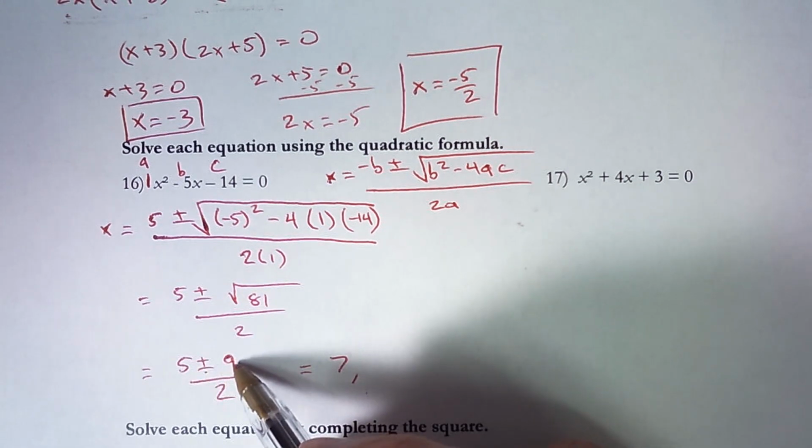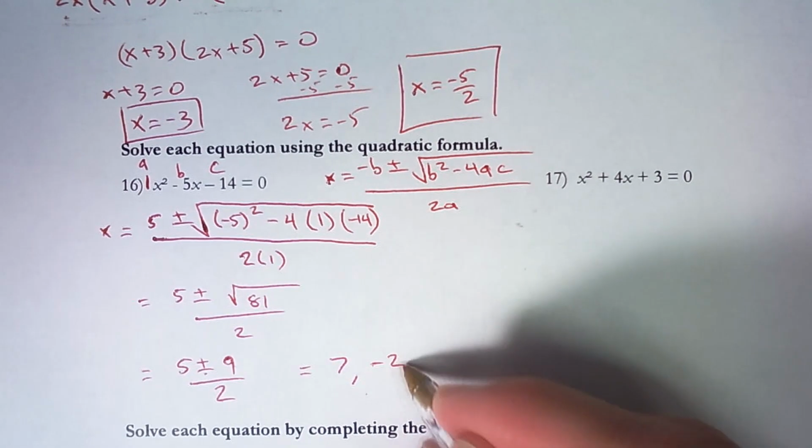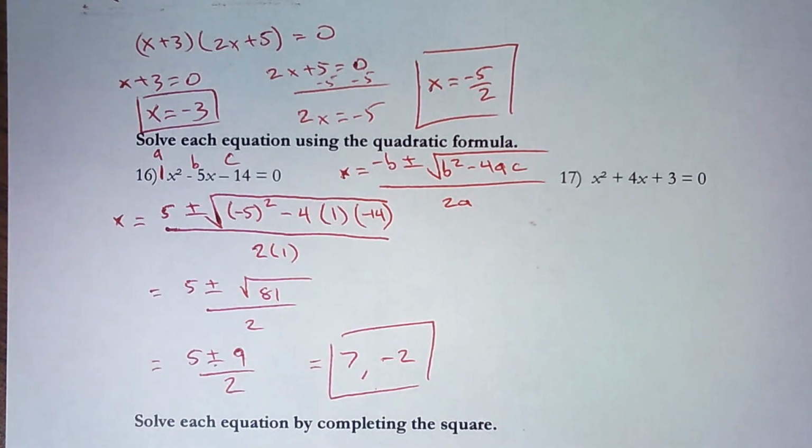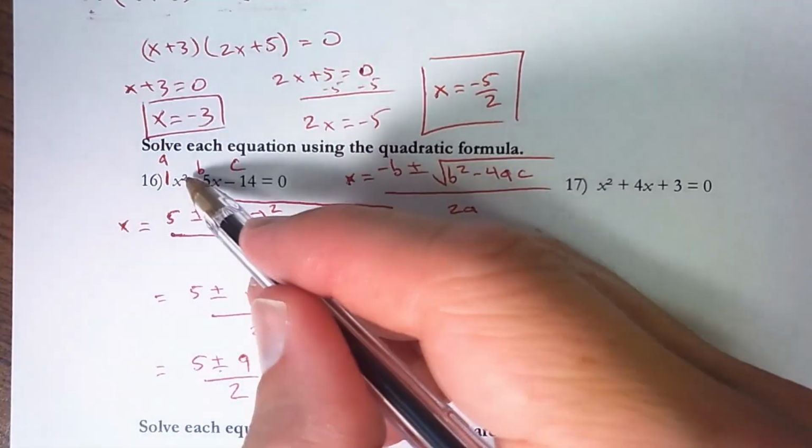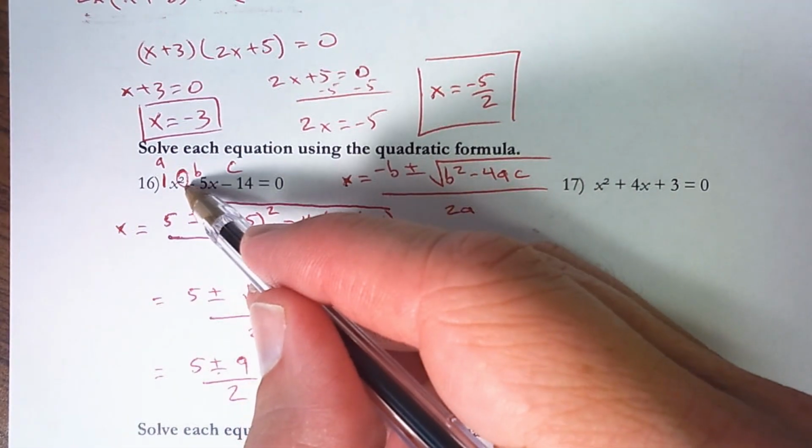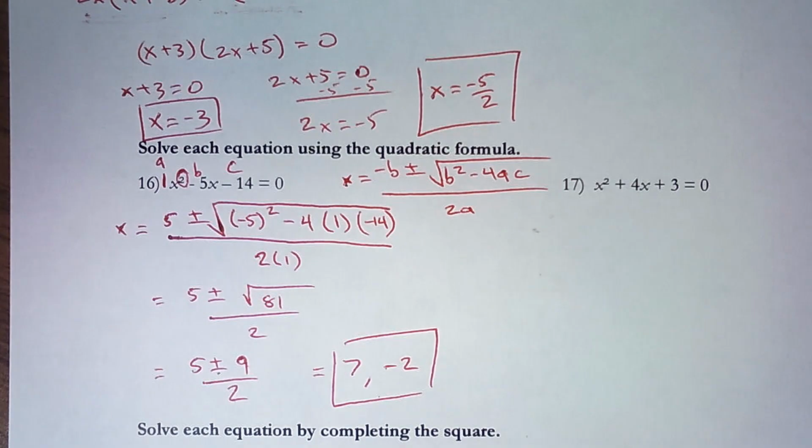And then 5 minus 9, which is negative 4, divided by 2, and that is negative 2. There are my two solutions. See that right there? Told me I should get two solutions for this.